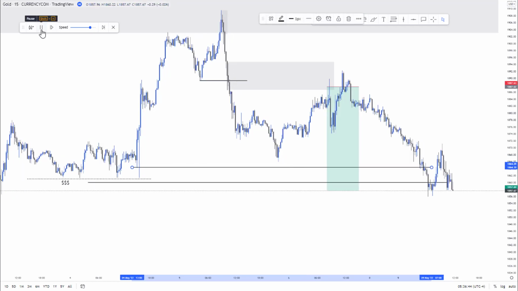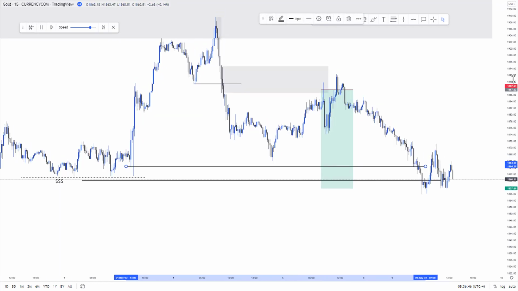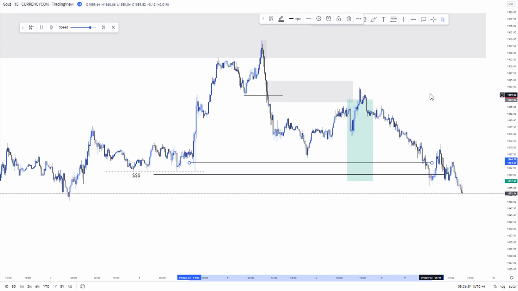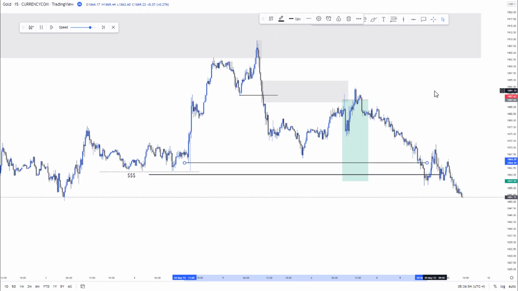So this is how I actually trade gold. This is the strategy I trade, and this was how I made money on this trade. So you can go practice this strategy. This is the strategy I trade.